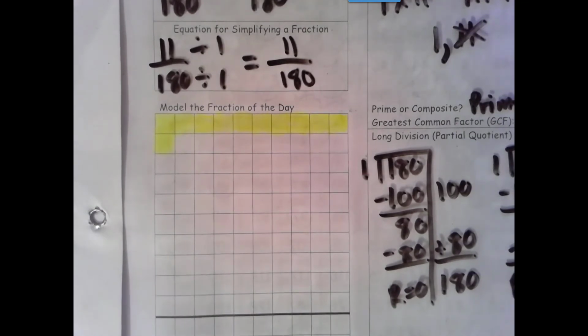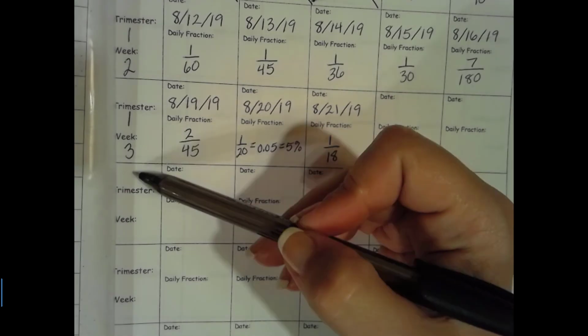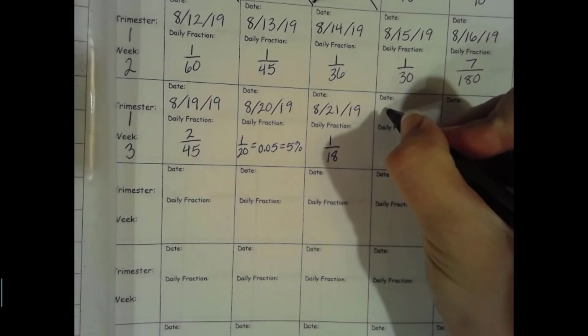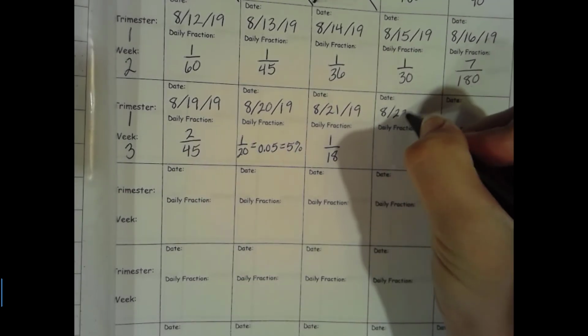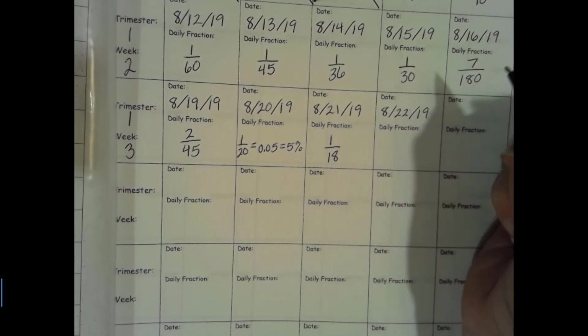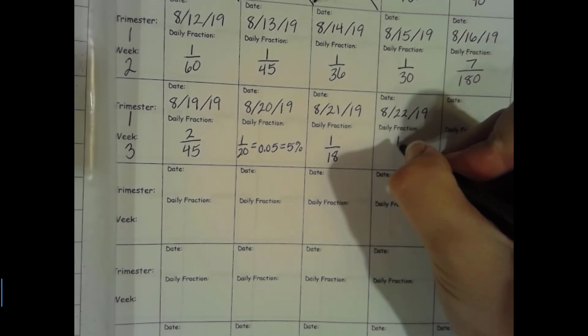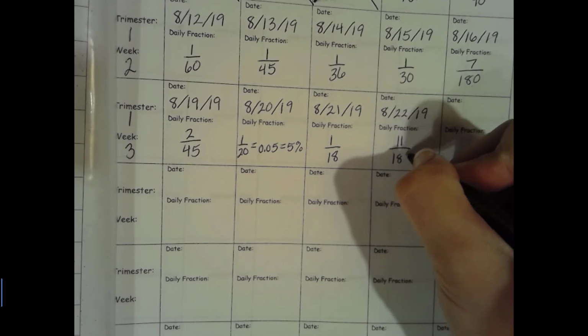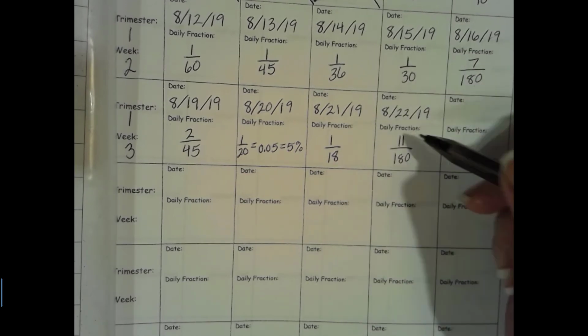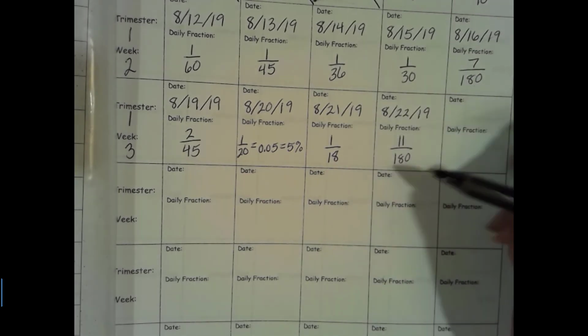Okay, let's go ahead and fill in our data collection page. Trimester 1, week 3. Today is 8/22/19, and our fraction for today is 11/180. 11 is a prime number and is not a factor of 180.